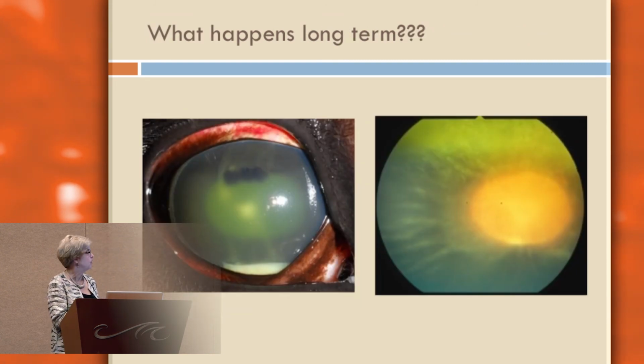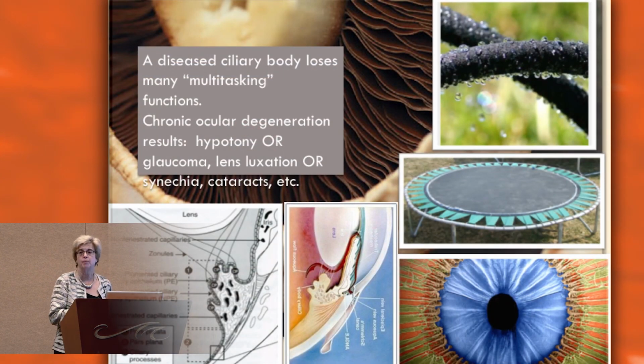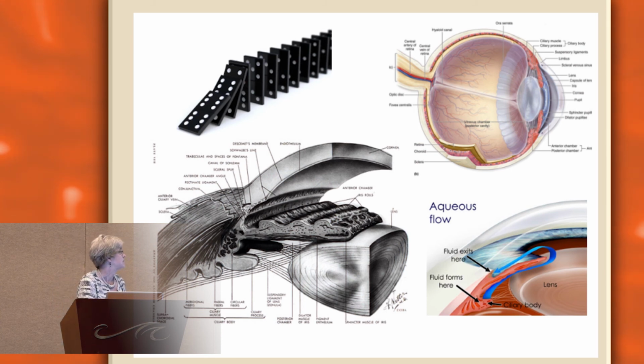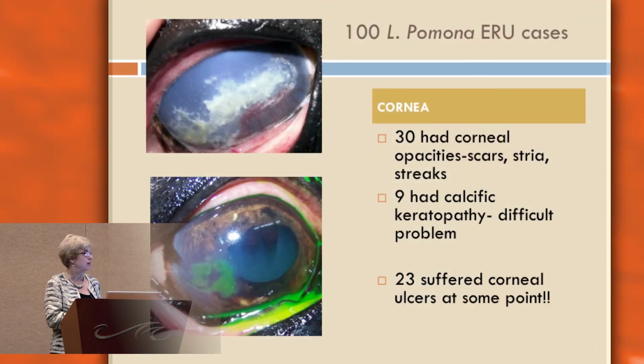So what happens long term? I showed you what acute looks like. Just remember that ciliary body. All of a sudden, the trampoline springs are going to break. Your soaker hose is not going to be able to get the water through the hose. And you've got a lot of real estate, and the entire eye is depending on what that little creature is doing. So your domino effect is happening, and all this stuff that is inside the uveal tunic starts to get diseased. And it gets diseased in very many ways.